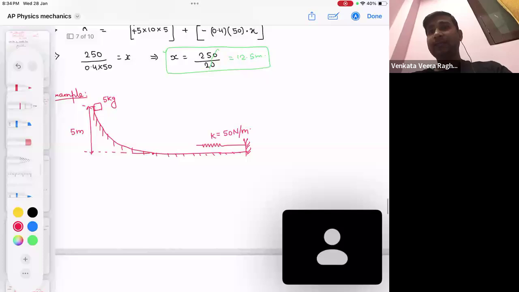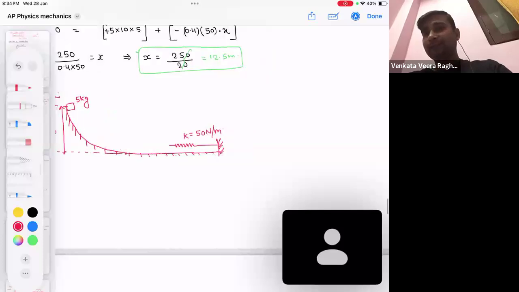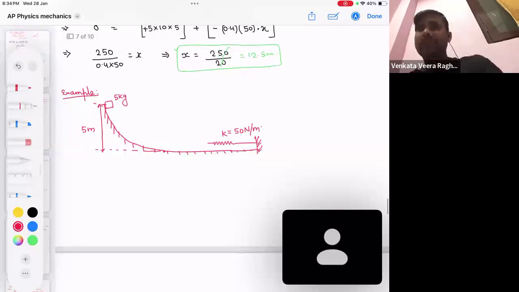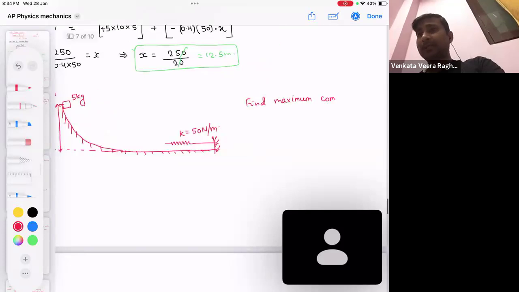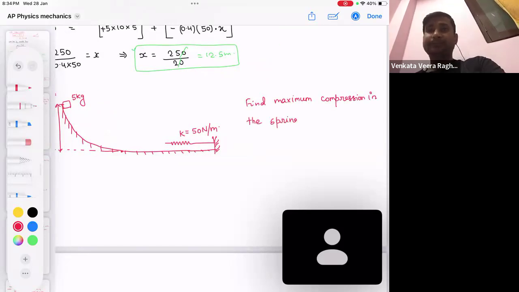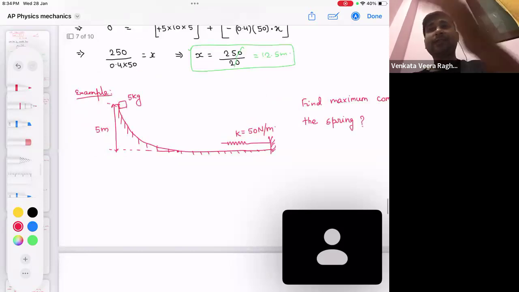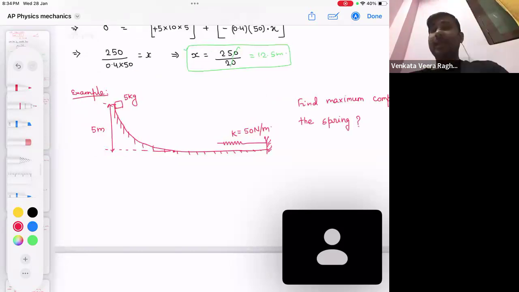Now the question they are asking is: find maximum compression in the spring. Understood? Find maximum compression in the spring. Everywhere it is a smooth surface.